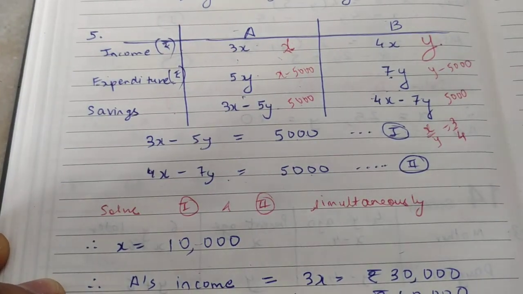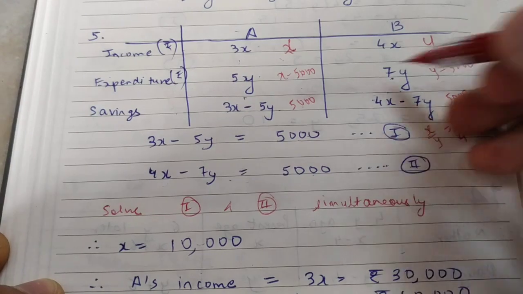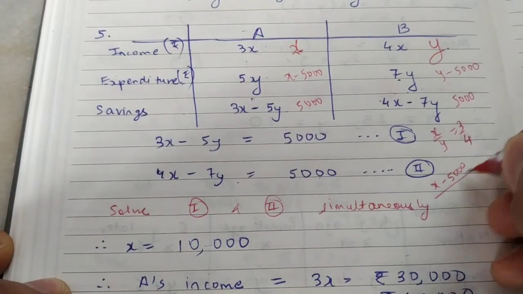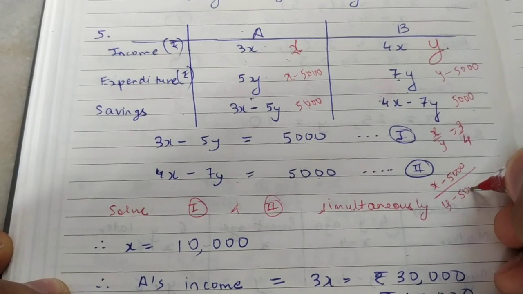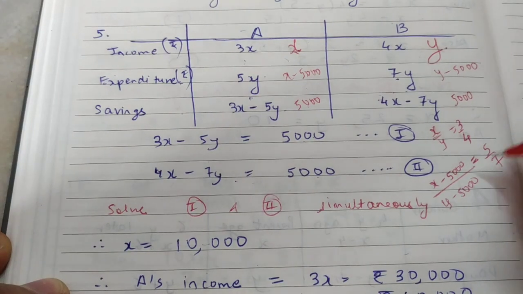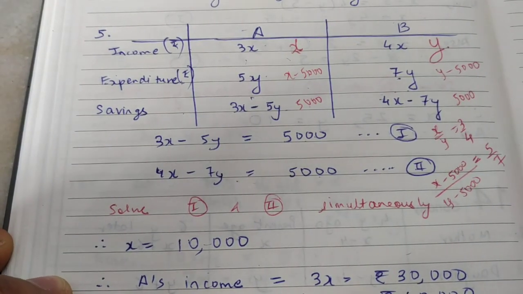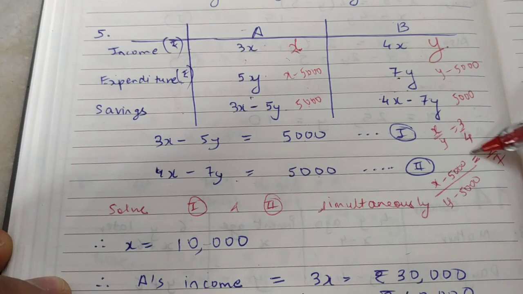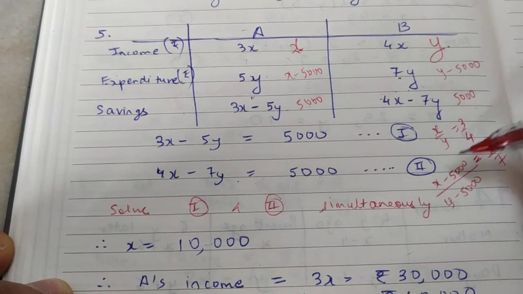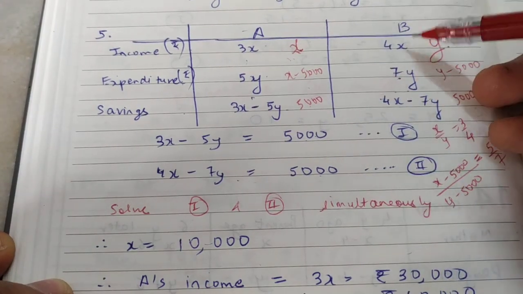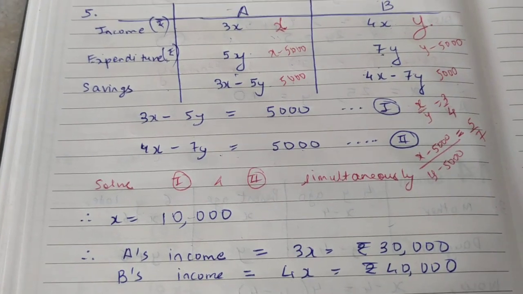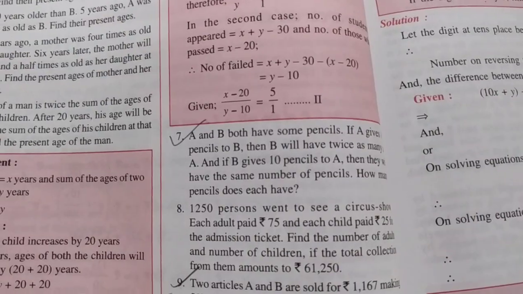And the second equation is that they have given the ratio of the expenditures. So we'll say X minus 5,000 upon Y minus 5,000 is equal to 5 upon 7. We can cross multiply this and get the second equation. So after getting the two equations, then solve them simultaneously to get the values of both X and Y, and those are the required incomes of A and B. So whichever method you prefer, you may solve it in that manner.